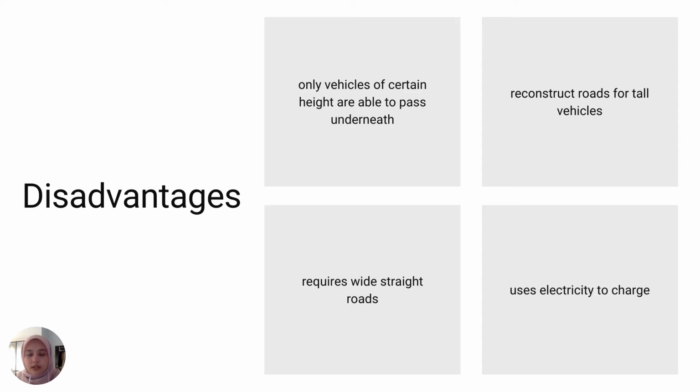Next, the roads would have to be wide and straight, since the straddling bus cannot take sharp turns. Lastly, since it uses electricity to move, charging will be a problem. If there were any technical issues, 350 passengers would be stuck 15.7 feet in the air in the middle of a highway.